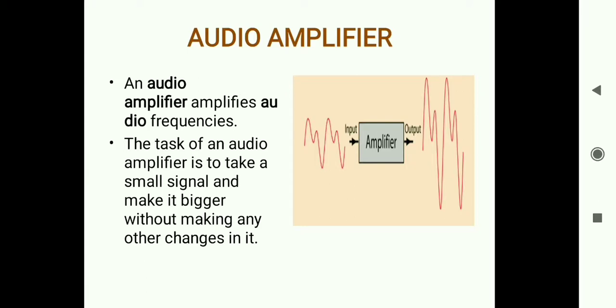Here audio refers to audio frequency signal. The range of audio frequency signal we already know is from 20 Hz to 20 kHz. When we combine both the terms, audio plus amplifier, it becomes audio amplifier, and audio amplifier is an electronic device that amplifies a low power audio signal to a high power audio signal so that it can drive loudspeaker and headphone.